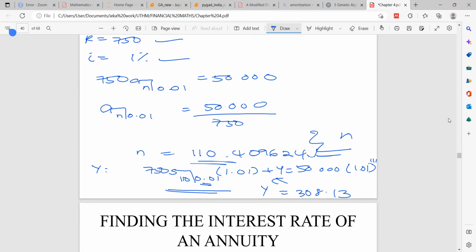So where we get the n, we put in the formula. Substitute in the formula. So we use 750 s angle 110 at 0.01 times 1.01 plus Y is equal to 50,000 times 1.01 to the power of 111. So we get the value of Y is 308 and 30 cents.